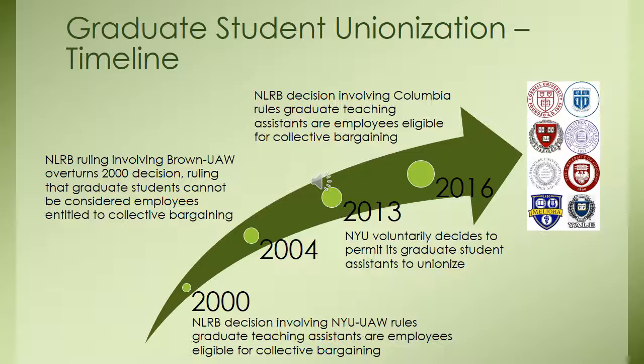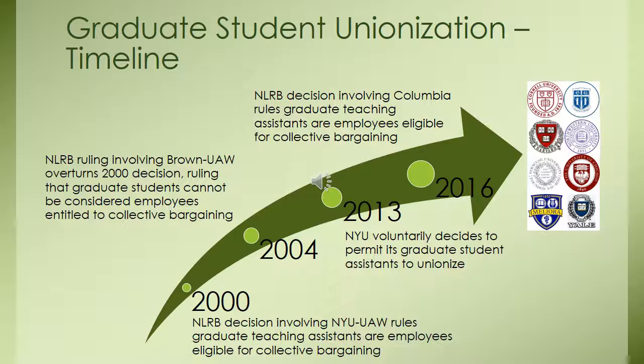It is important to note that the ruling did not make it illegal to unionize. It just meant that universities were no longer required to bargain with graduate student unions. In 2013, NYU voluntarily decided to permit its graduate student assistants to unionize to avoid any further litigation with the NLRB, thus making NYU the first private university to support graduate student unionization.